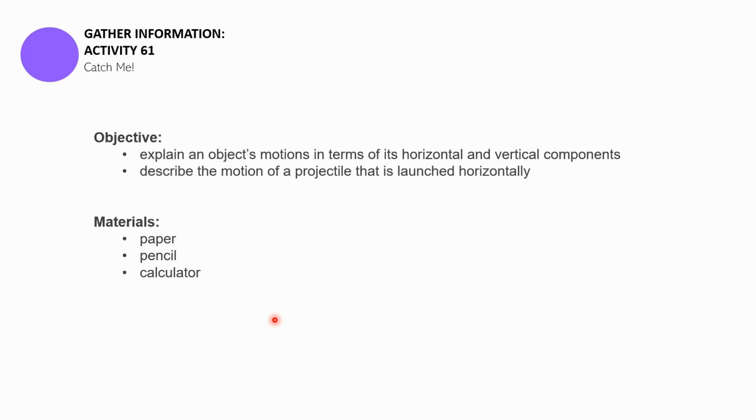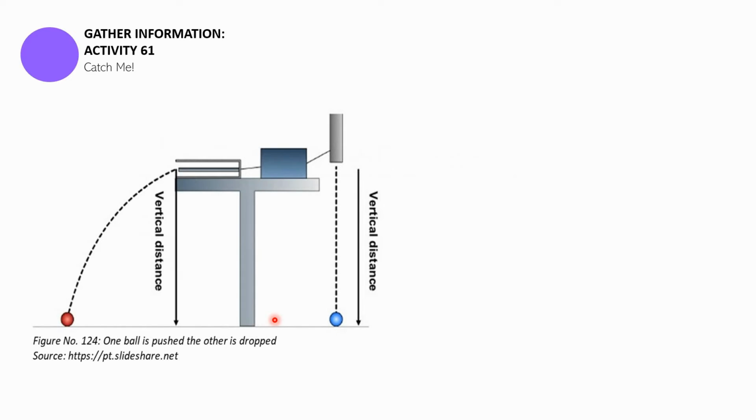So, the materials that you need for the activity are the following: paper, pencil, and a calculator. Okay, so a bit of a background. Look at figure number 124 and notice the ball that is dropped, the blue ball that is dropped, and then notice the red ball that was launched horizontally.